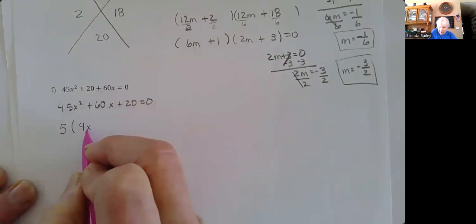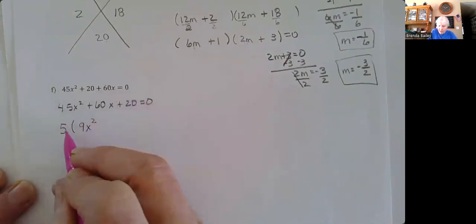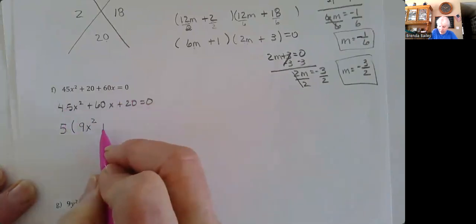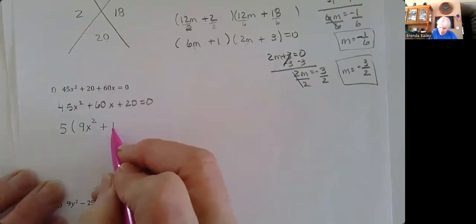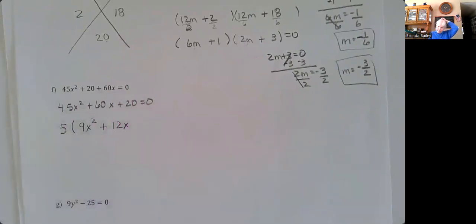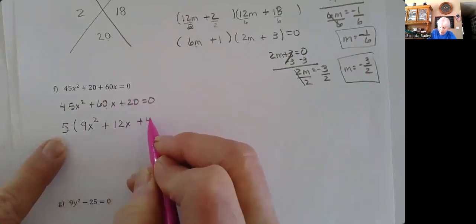So we have 9x squared dividing. So if you multiply, you come back to the original, plus, that looks like 60 divided by 5 comes out to be 12. 5 times 12 is 60. And then 20 divided by 5 comes out to be 4.